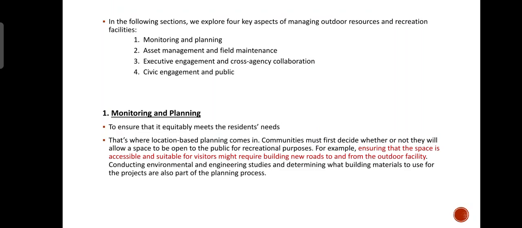First one, monitoring and planning, to ensure that it equitably meets the residents' needs. Here is the basic example: ensuring that the space is accessible and suitable for visitors might require building new roads to and from the outdoor facility. Conducting environmental and engineering studies and determining what building materials to use for the projects are also part of the planning process.